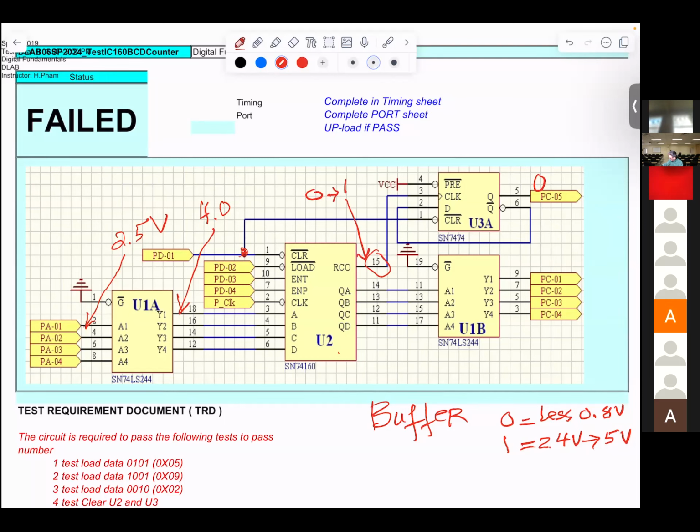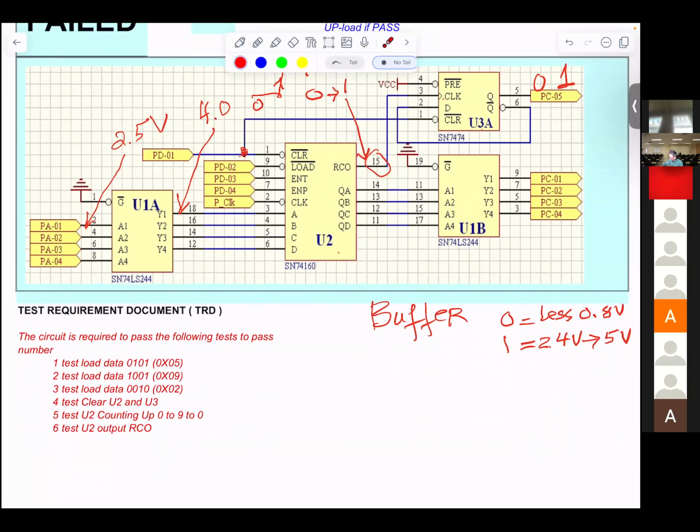Okay, they're telling you the transition will be 0 to 1. It will be the clock for the U3A. So now they will toggle so that they will be 1. If the output goes to 1 after number 9, I know for sure pin 15 will be working. That's everything for this lab.